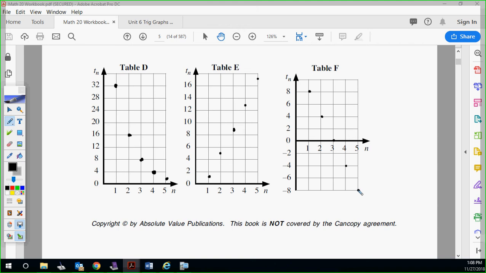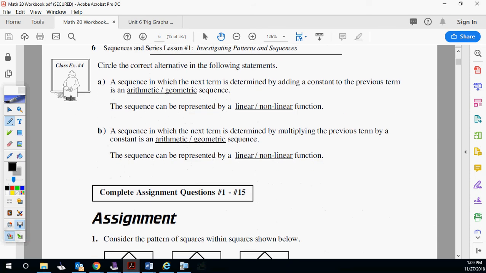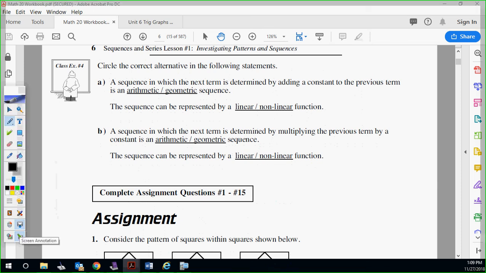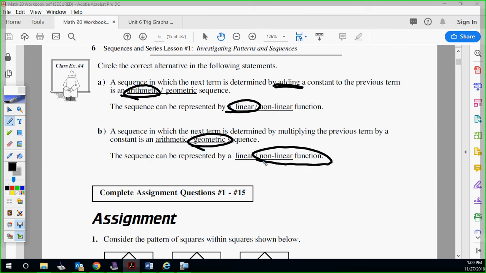All right, so we're almost done. Okay, last little page. Okay, so here's what we got. It says, circle the correct alternative to the following statements. A sequence in which the next term is determined by adding a constant to the previous term is arithmetic or geometric? Arithmetic, adding, right? The sequence can be represented by, so is arithmetic a linear or nonlinear function? Linear, good. So that's all we're putting together today. A sequence in which the next term is determined by multiplying the previous term is geometric. The sequence can be represented by a linear or nonlinear function. Nonlinear, it's curved. Okay, that's it.